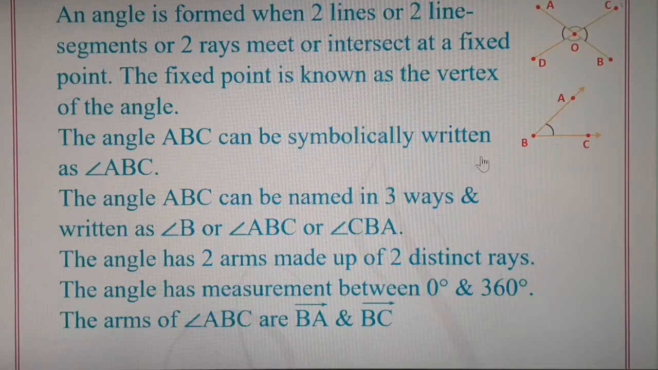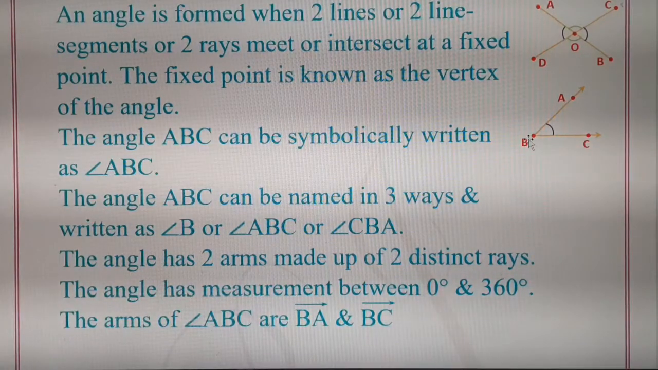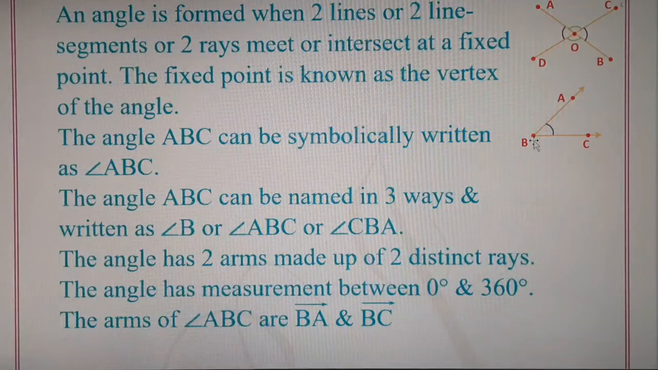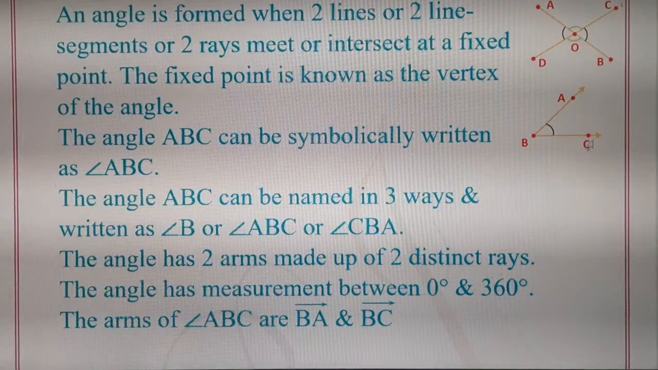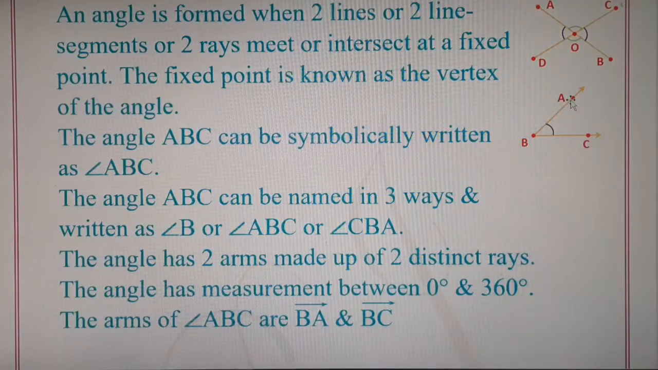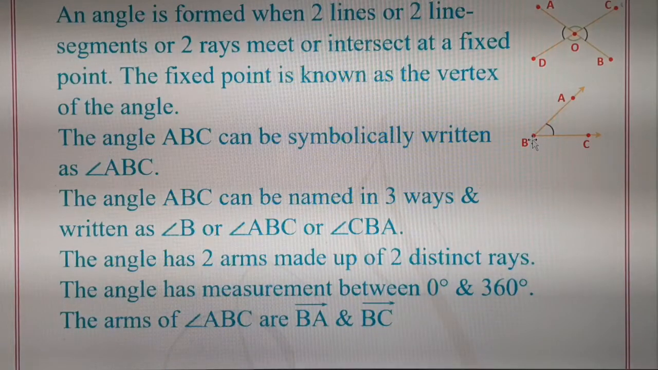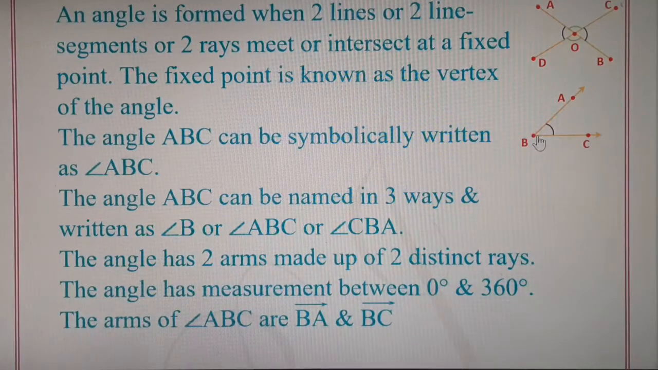So children, very important, when we name the angle with 3 letters, the vertex point should be written in the middle, and the angle can be named in one particular direction or in the reverse direction, or we can also use a single alphabet to name the angle. But when we are using the single alphabet to name the angle, the vertex point is used as the single alphabet. So in this example, we can see the angle ABC can be named in 3 ways and written as angle B or angle ABC or angle CBA.